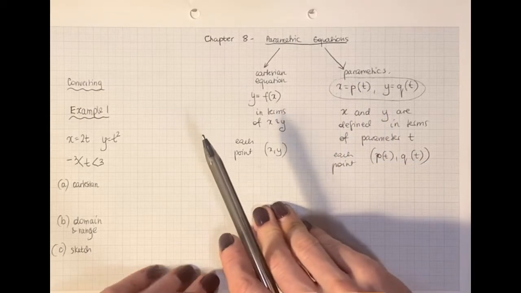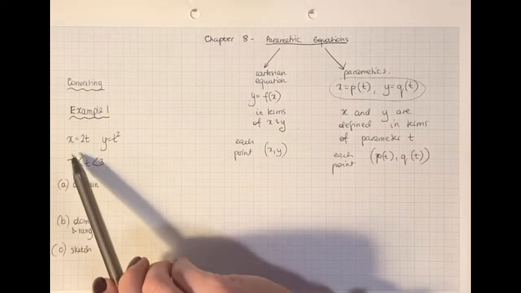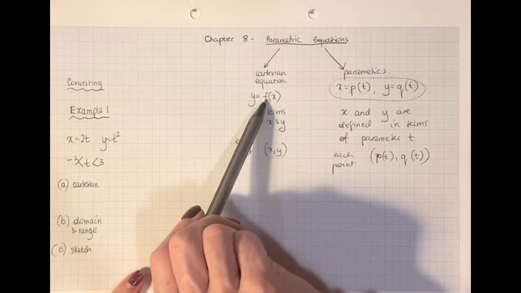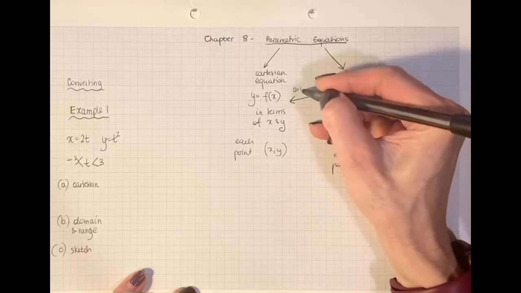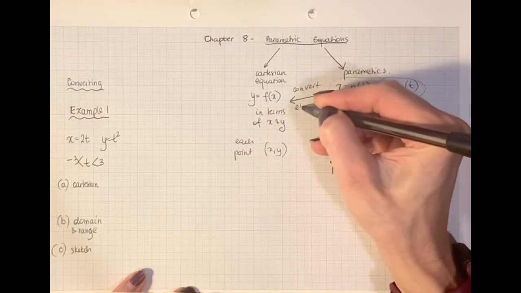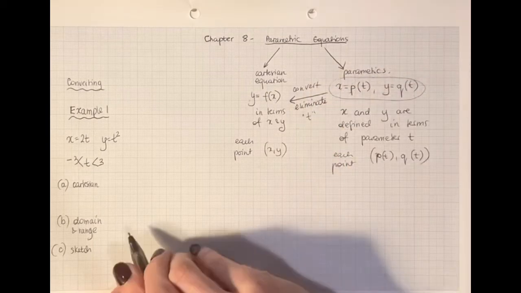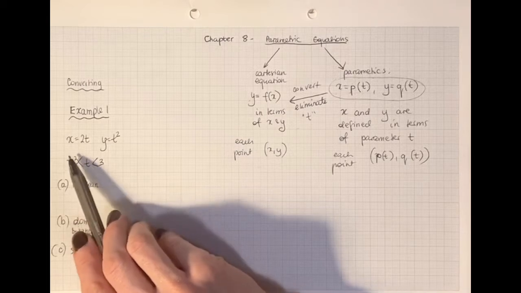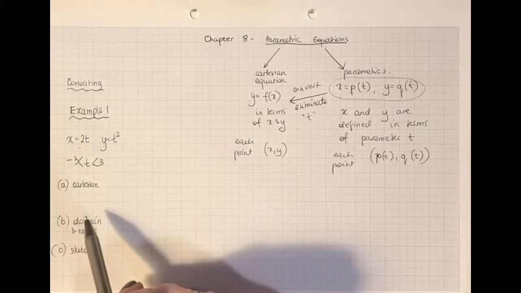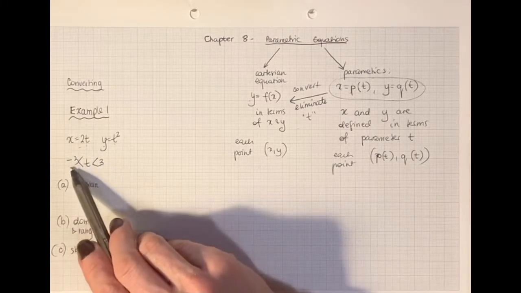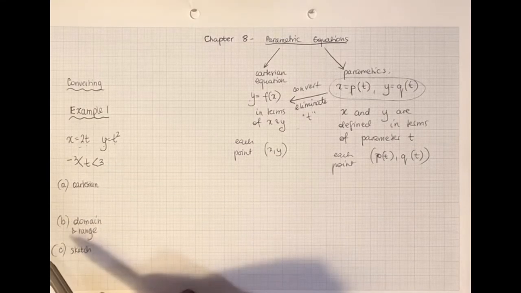So the first skill you need to practice is how to convert parametric equations to Cartesian equations. So you do that by eliminating the variable t. So here's example 1. You've got x equals 2t and also y equals t squared. T is restricted to be between -3 and 3 only, not including the end values.